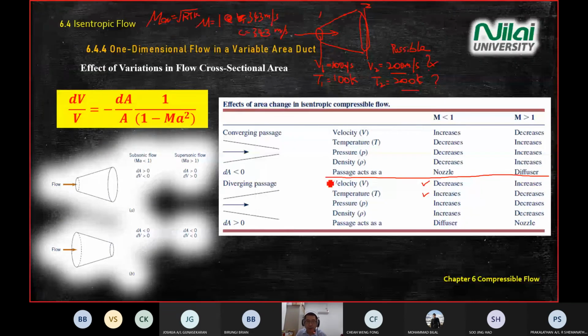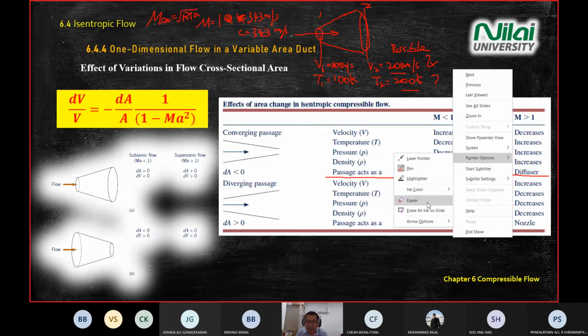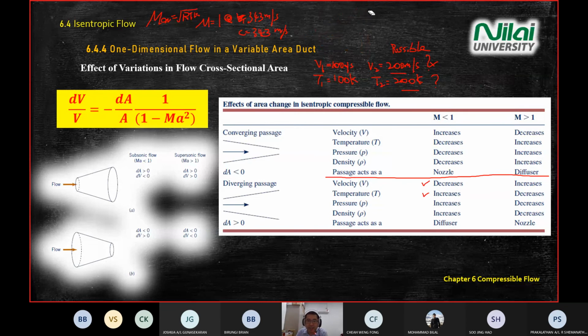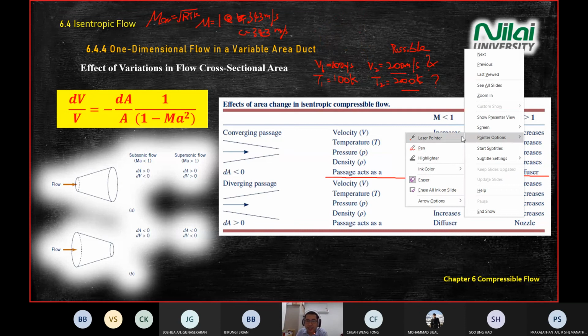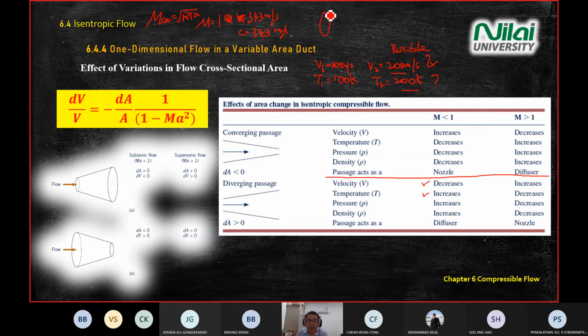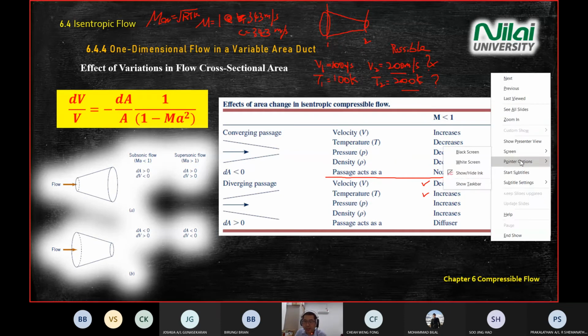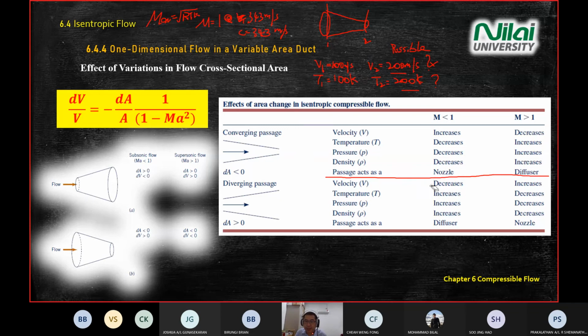I change this question a little bit. What happens if I flip the diagram? The next one I'm going to ask Chia. Now I change the setting. Now I have a converging passage, point 1, point 2. Okay, I'm going to erase some of the notes here. Okay, Chia, my question is, now I have a converging passage.